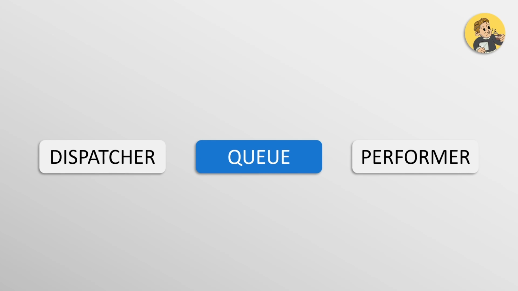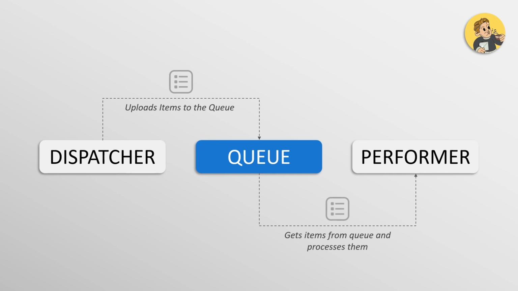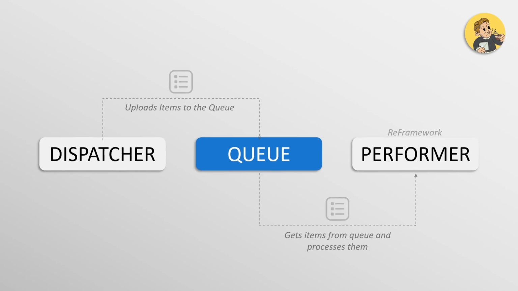If we are working with transactional processes, it's also very good to work with a dispatcher and a performer process. In this case, our dispatcher populates the queue by uploading items, and the performer gets items from the queue and then processes them in a standardized way. The ReFramework is especially suitable for our performer process.